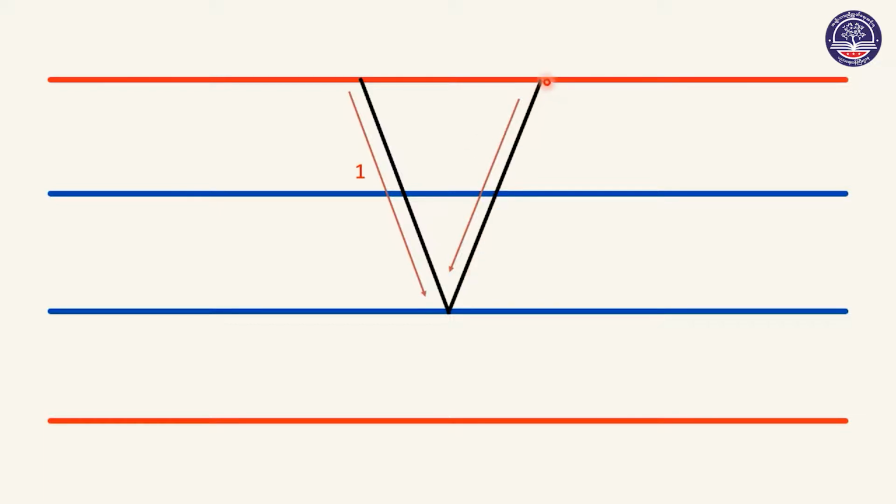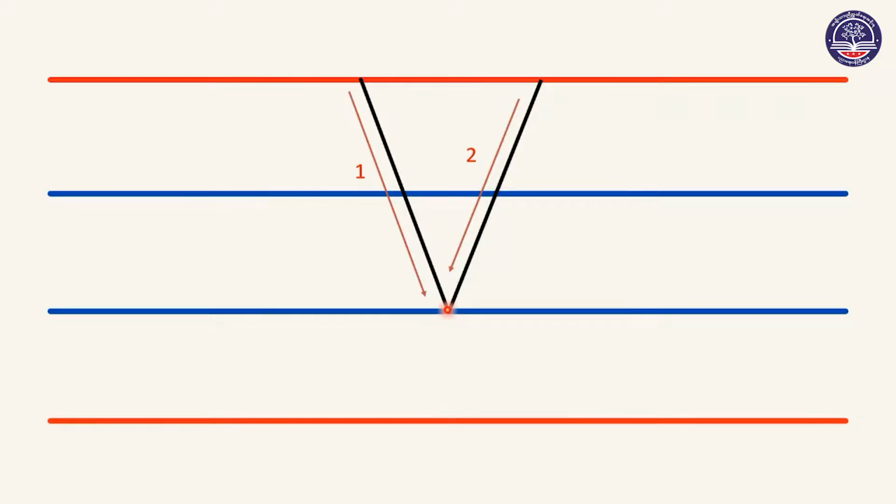Okay, as you can see, the black line goes like this, down. And this is the second line. And we got letter V. Isn't it so easy? Good job, everyone.